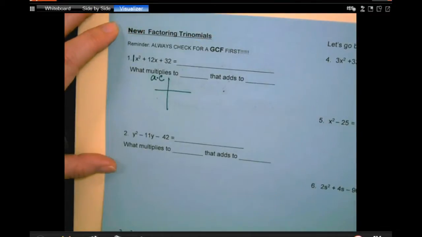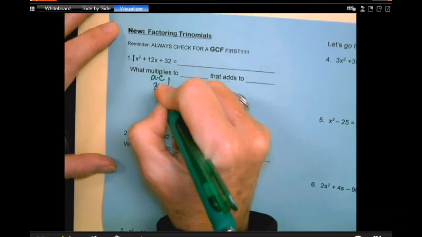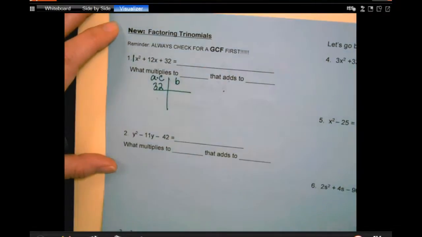It's just a 1, right? Because it's the number in front of the x squared. So a times c is 32. And in this column, I want my b value. What is my b value? 12.